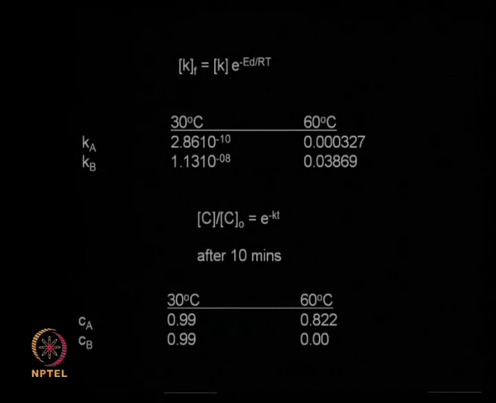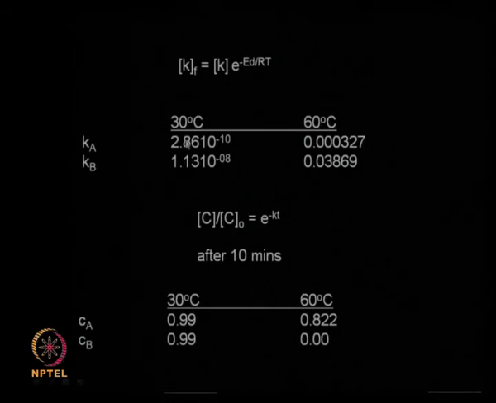So all we have to do is put t as 10 and k will be either this or this for lipase 1 at 30 or 60 degrees, and either this value or this value for lipase 2 at 30 or 60 degrees. Once I put it, I will be able to calculate the C value, so that is what I do. If I want to calculate for lipase 1 at 30 degrees, I will put t as 10 minutes and the k value here, so I get 0.99.